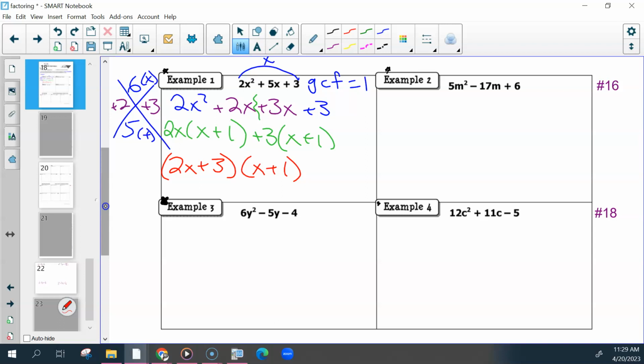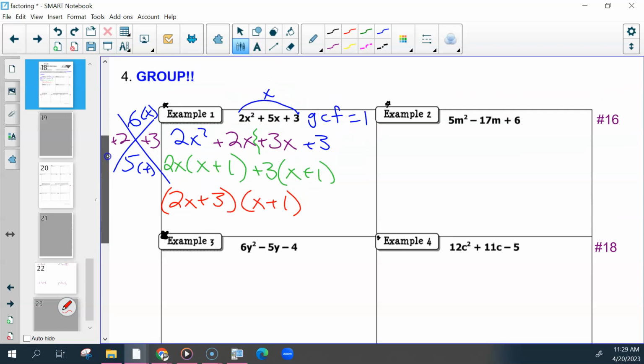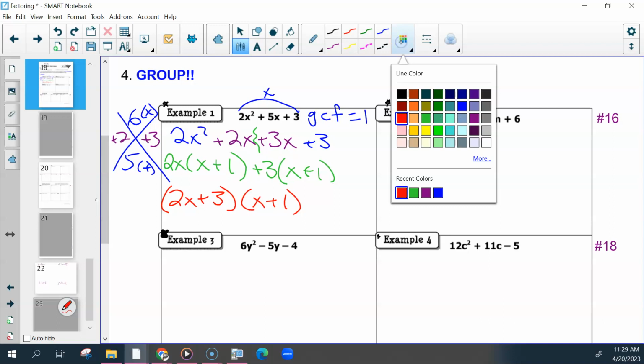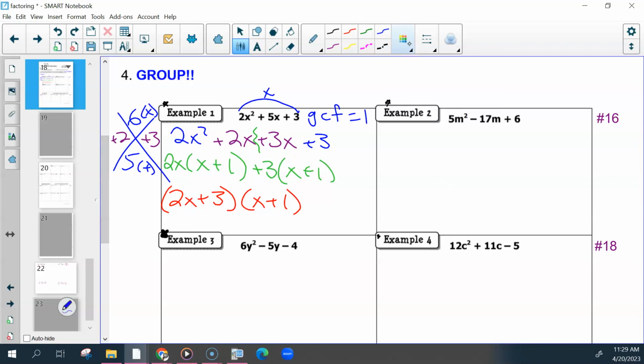What questions do we have on that process before we do some more? All right, let's try example 2. Does that one have a GCF? No, other than 1. So it always has a GCF of 1 no matter what, but the 1 doesn't really help us.